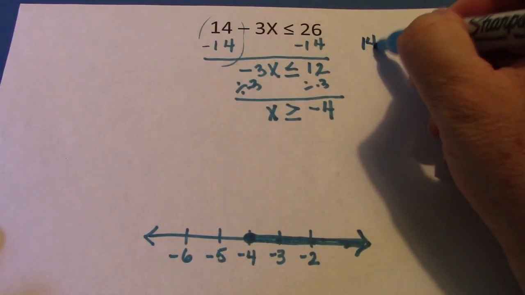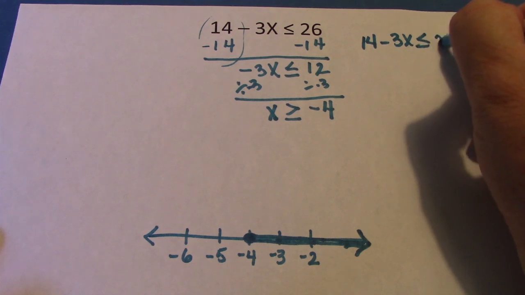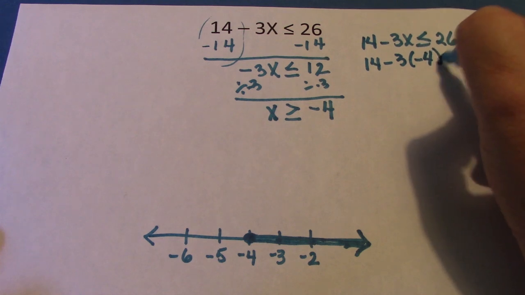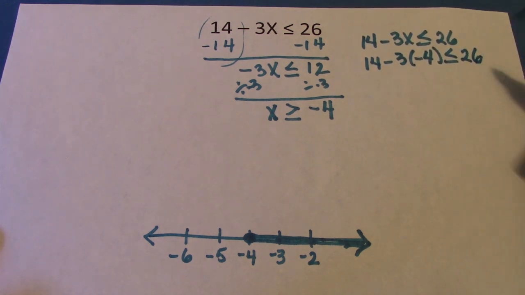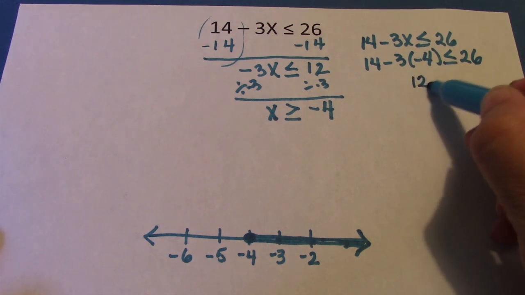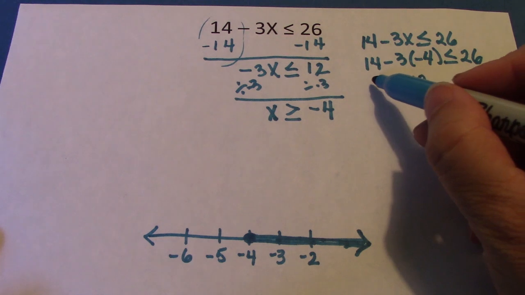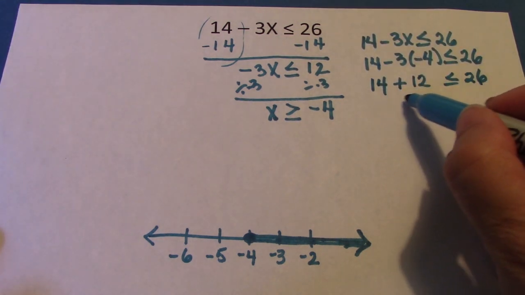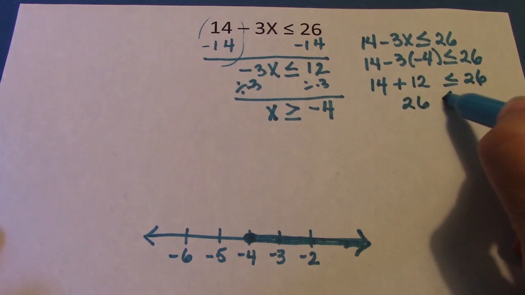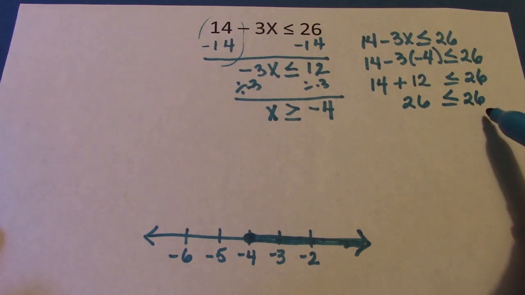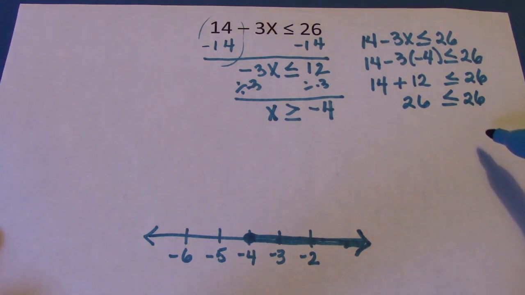So I will rewrite the problem. Every time I see an x, I'm going to write negative 4. Okay, multiplication first. Negative 3 times negative 4 is a positive 12. Negative times negative is positive. Now the addition. 14 plus 12 is 26. And is 26 less than or equal to 26? Well, it's obviously equal to 26. So my answer is true, and I've checked my work correctly.